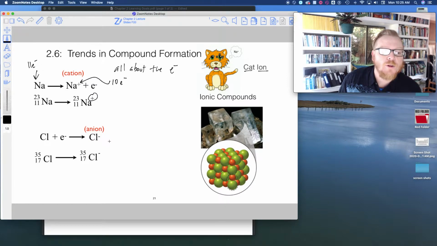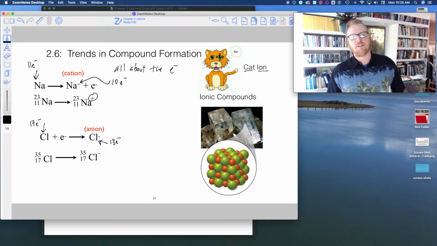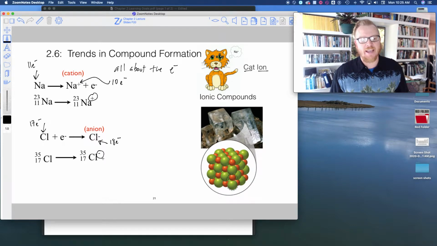Okay. Well, what about chlorine? Well, chlorine, we recognize, because it has 17 protons right there, has to have 17 electrons. But now if I add an electron to it, this is still going to have 17 protons, but now it has to have 18 electrons. So 17 protons to 18 electrons means it is -1. And we call that an anion. So cation's positive, anion's negative.